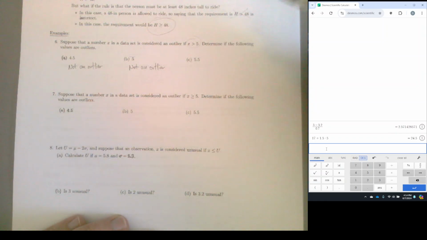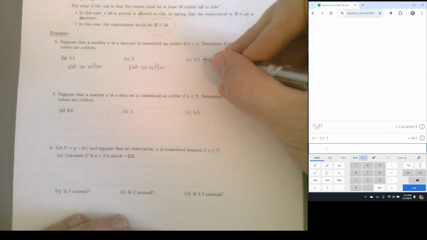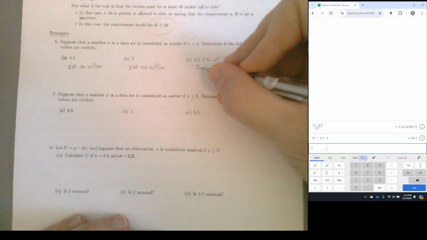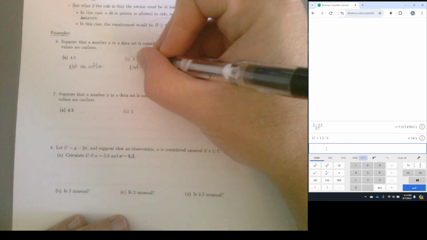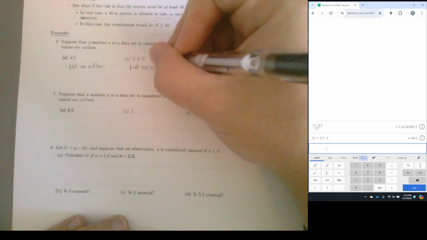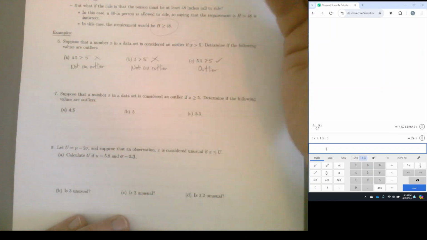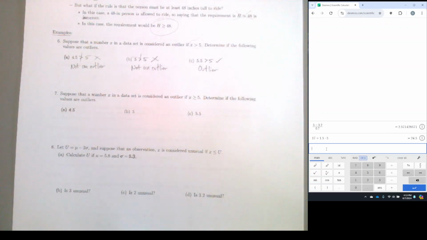Okay, what about 5.5? Well, 5.5 is definitely greater than 5, right? Definitely greater than 5, so this one's an outlier. Okay, so this one was not greater than 5, right? That was a false statement. This one was not greater than 5. That was a false statement. In fact, maybe I'll put a slash through those to say, no, that doesn't hold. So those aren't outliers. But this one is an outlier. Okay? All right, number 7.